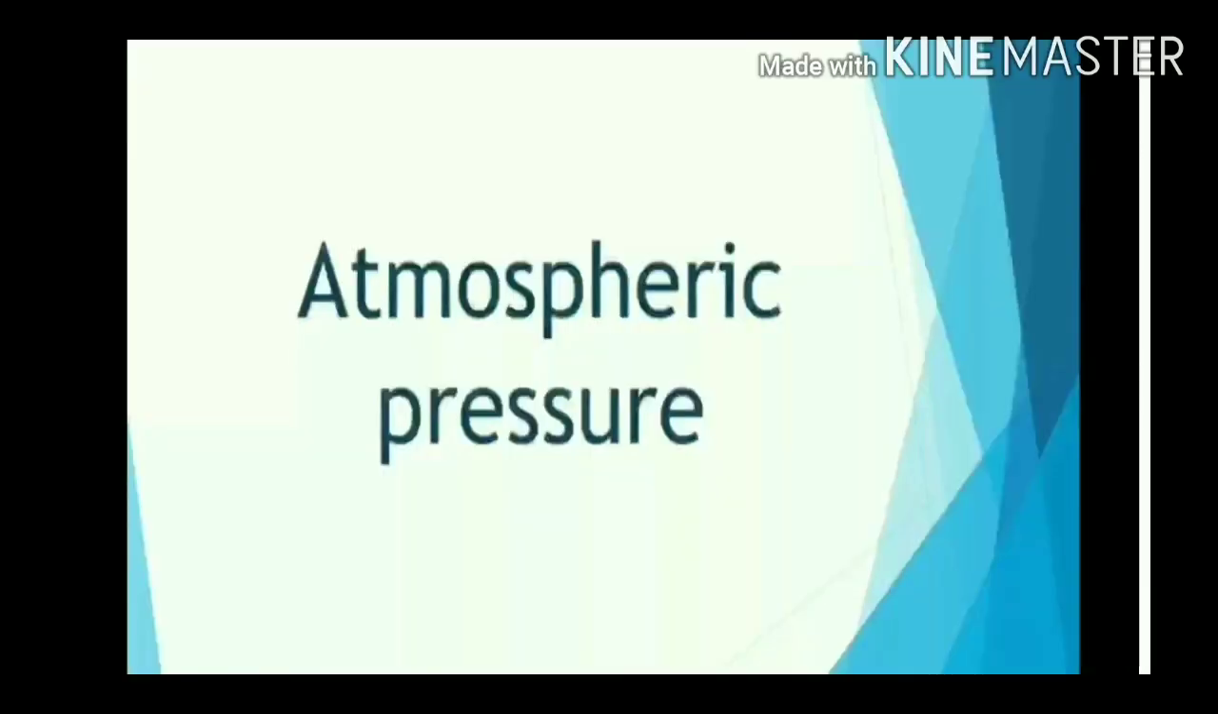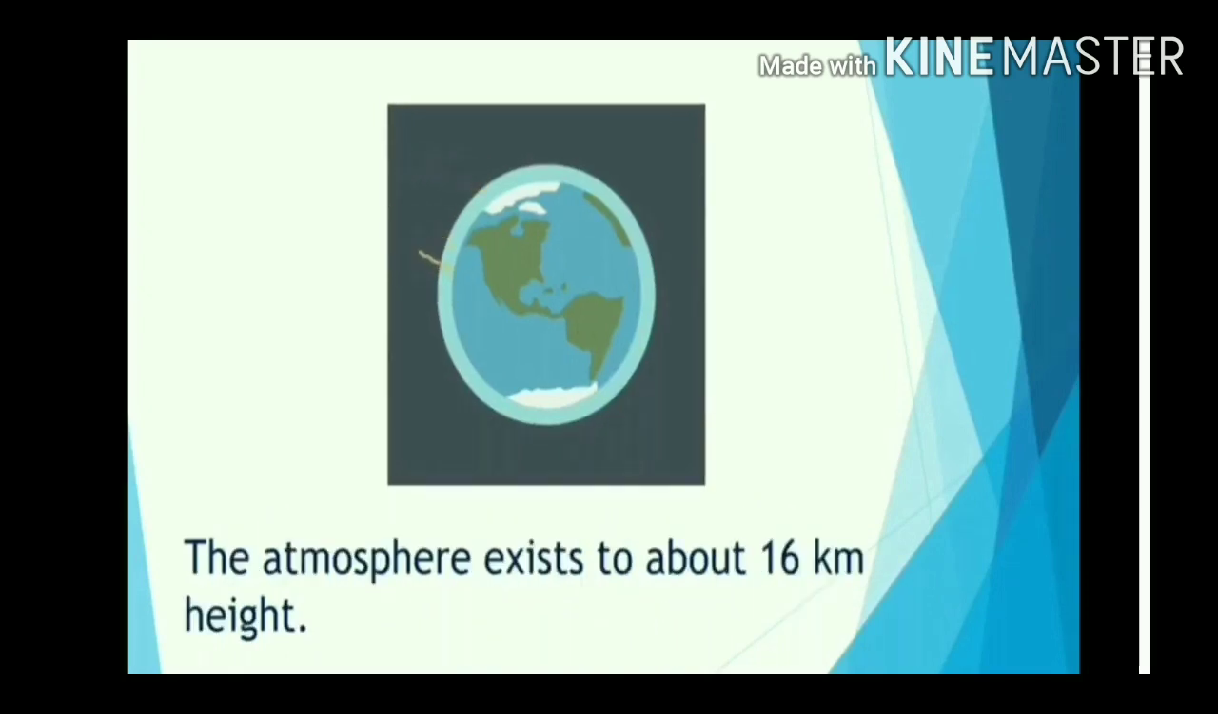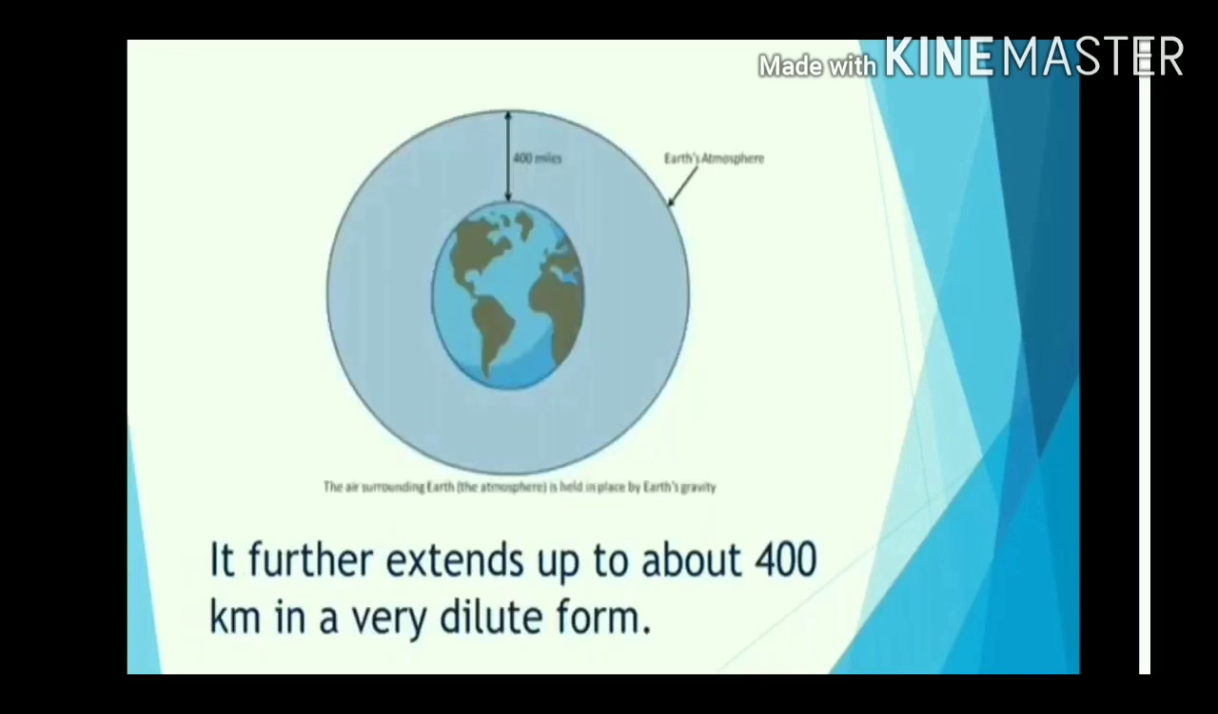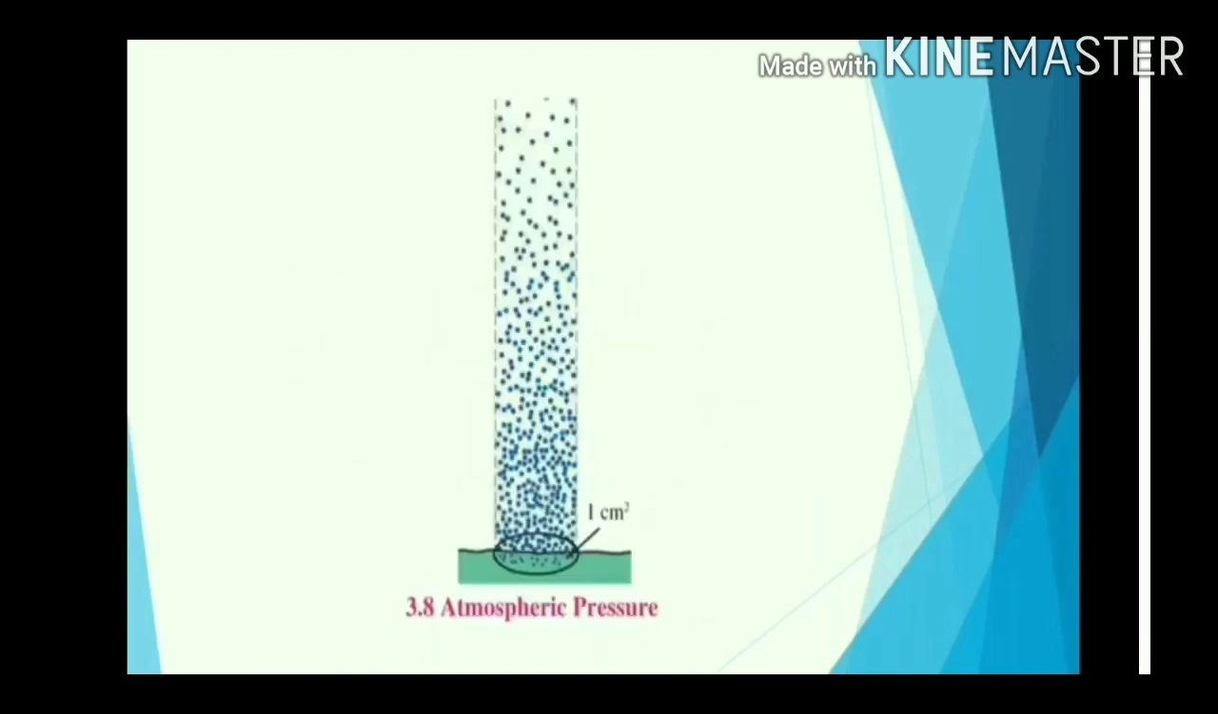The atmospheric pressure. Air surrounds the earth from all sides. This layer of air is called atmosphere. The atmosphere exists to about 16 km height. It further extends up to about 400 km in a very dilute form. The pressure created due to air is called the atmospheric pressure. See the diagram.